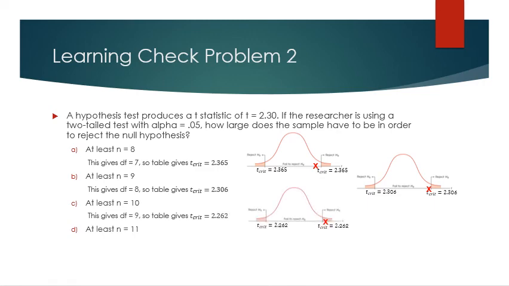Let's look at n equals 10. This gives degrees of freedom of 9, and if you look in the table, you get critical values of 2.262. Finally, we're here. The calculated t of 2.3 is larger than 2.262, so now we're finally in the critical region. So you would need to have at least n equals 10. That's how large the sample would have to be. If you wanted to go ahead and solve for n equals 11, you'd get your critical values, and it would still be in the critical zone. But your answer for this problem would be C. You'd need at least a sample of 10 in order to be able to reject the null hypothesis.